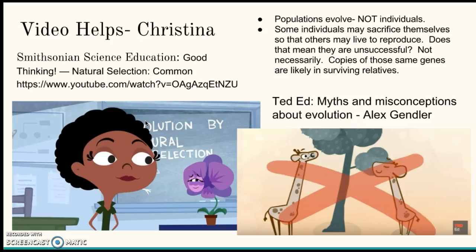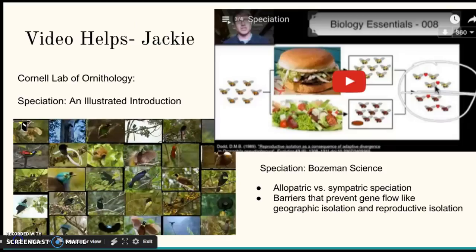These two videos kind of cleared up that populations evolve and not individuals. And then that point that you don't necessarily have to be reproductively successful, that some individuals might sacrifice themselves so that relatives who also have similar genes can reproduce. And then copies of those genes did make it through the population because the one individual sacrificed themselves.